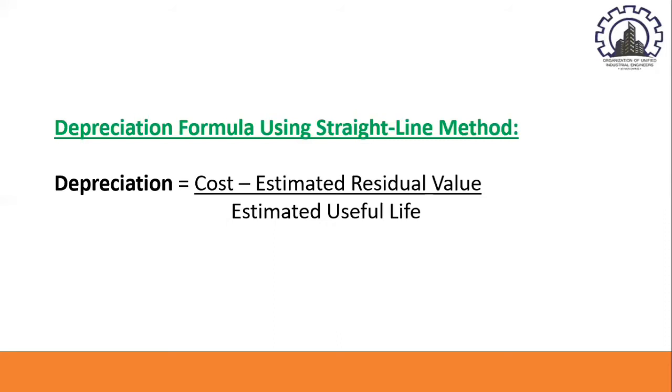Our formula is: depreciation equals cost minus estimated residual value, divided by estimated useful life. Now take note that the cost less estimated residual value is the total depreciable cost of the asset. Again, I would like to reiterate, cost minus estimated residual value is the total depreciable cost of the asset. This means that the straight line method allocates the depreciable cost equally over the asset's estimated useful life.